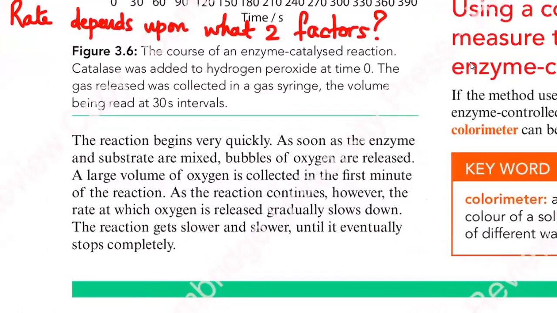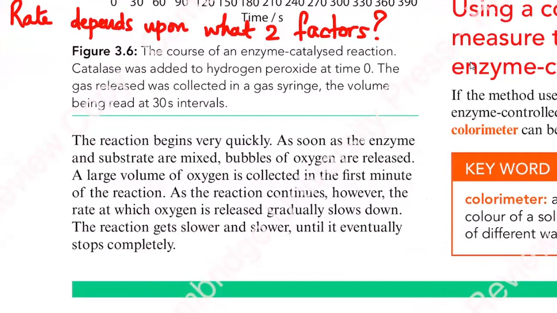Achha, if we read this, it says the reaction begins very quickly. As soon as the enzyme and substrate are mixed, the bubbles of oxygen are released. ये शुरू में बहुत fast होता है, right? And in fact, when we do practical 3, paper 3 with students in school, this reaction is shown to them. It's very easy to show this reaction because although this enzyme is found in the mammalian liver, the human liver, it is also found in the liver of any animal.